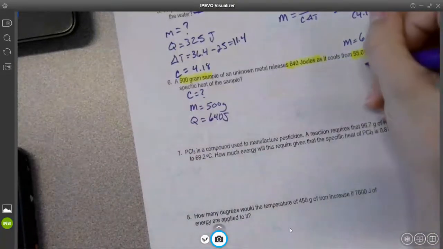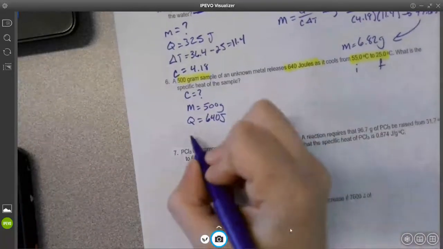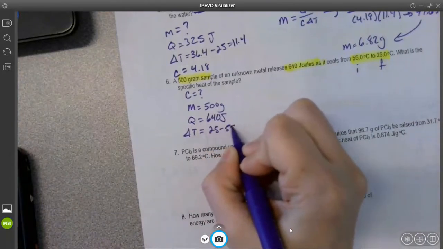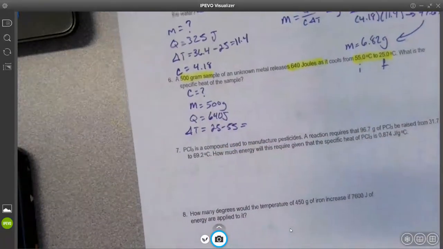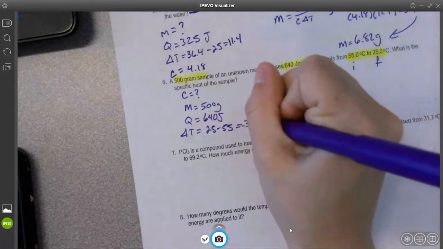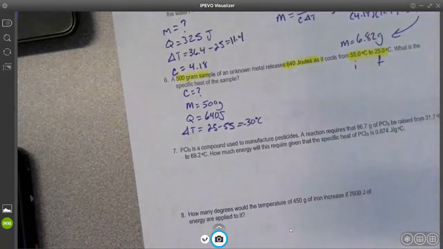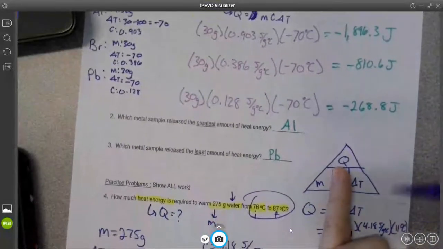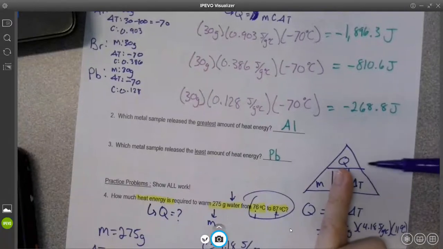And last but not least is our change in temperature. Remember, it is final minus initial. So delta T is going to be 25 minus 55. Again, simple addition and subtraction. We know that this is negative 30 degrees Celsius. So let's go ahead. We're looking for C. I know I can rearrange it, cover up the C, and I should have Q divided by M times delta T.